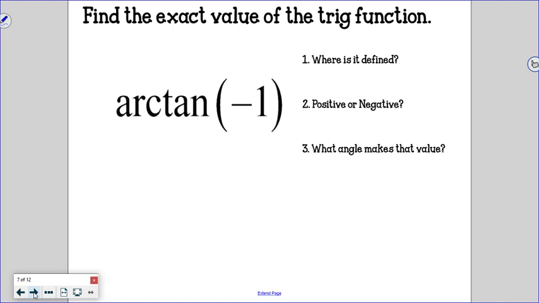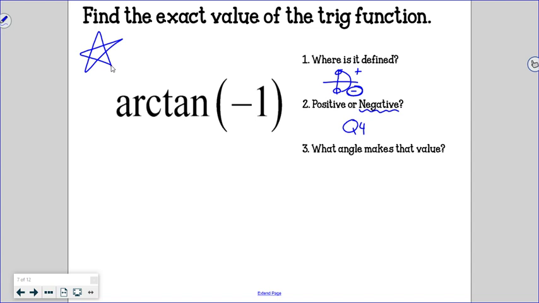I kind of highlighted it, and I will highlight it one more time after this. But this is the other one that's really going to bother people, because when we see the numbers 1, negative 1, and 0, we always want all of those to fall on an axis, but tangent does not. Tangent of 1 does not. So where is it defined? We've got the options of quadrant 1 and quadrant 4. This is a negative number, which means my answer is coming from quadrant 4.